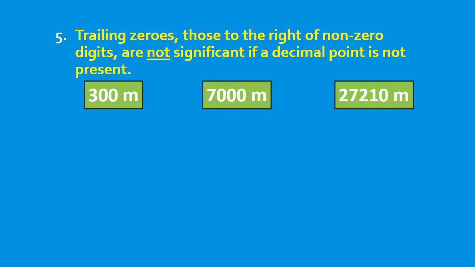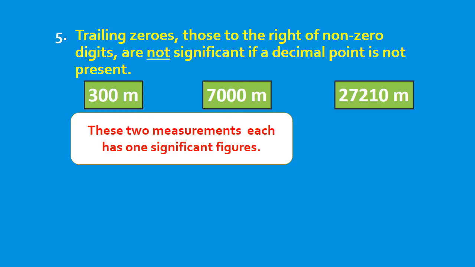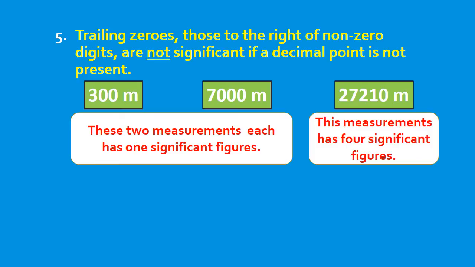Trailing zeros to the right are not significant if a decimal point is not present. So if you don't have a decimal point present, then they are not significant. The decimal point here is implied but not present. So these zeros serve as placeholders to show the magnitude of the number. So in this case we have 1 significant figure, and in this case we have 4 significant figures, because the zeros are not significant.